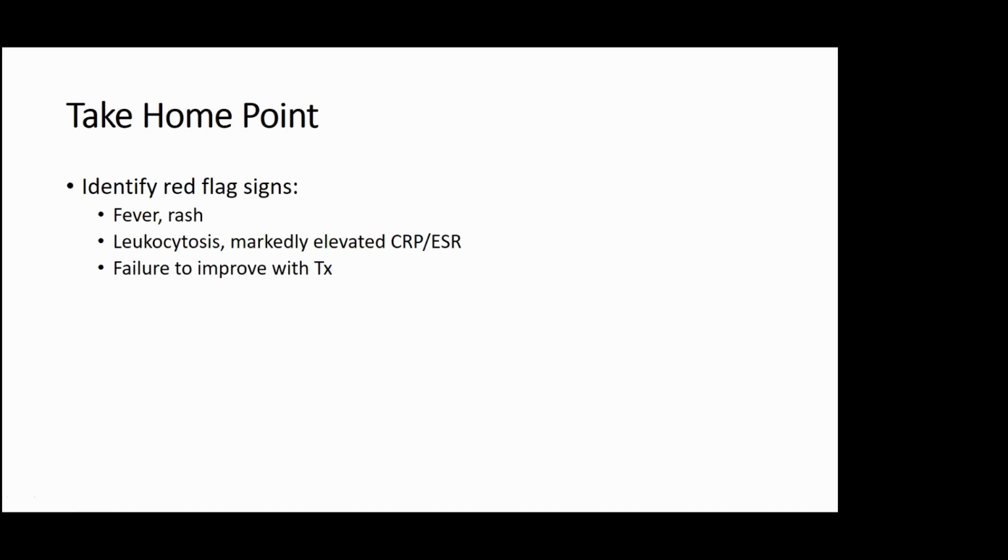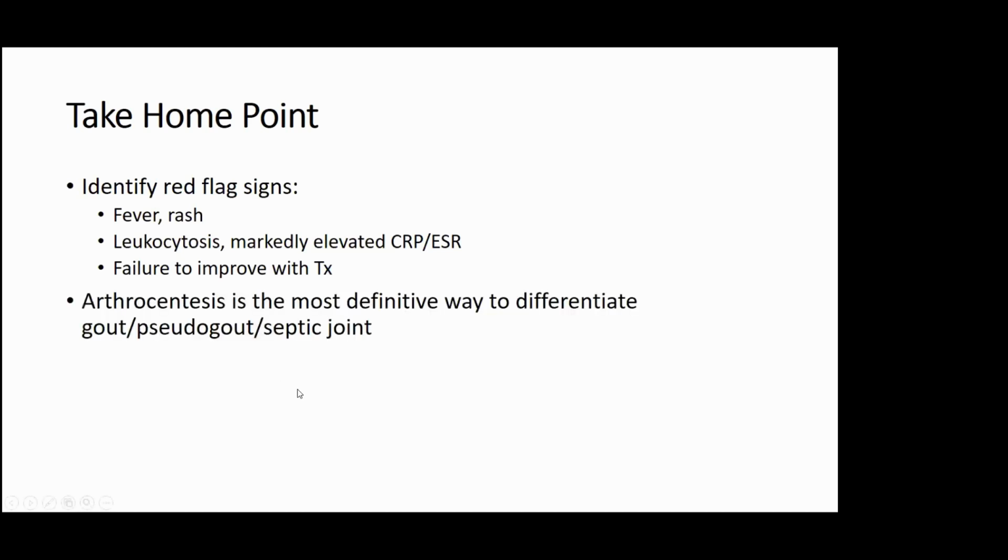Always need to pay attention. The second point is that arthrocentesis is the most definitive way to differentiate gout, pseudogout, and septic joint. The tap is actually a very simple and quick procedure. Any patient with a tappable effusion, we should always try to obtain a sample and send it to the lab, because that's the only way we can differentiate gout and pseudogout, and also rule out the septic joint.